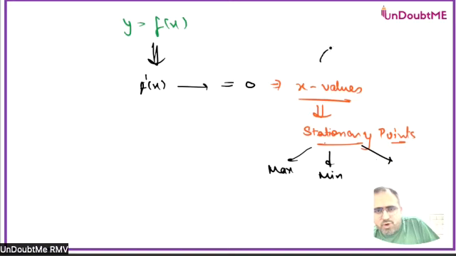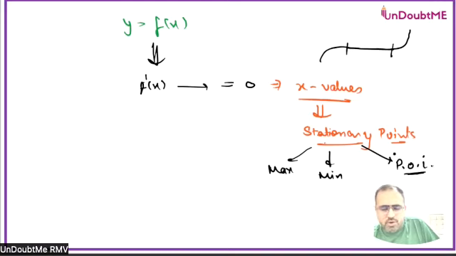There are stationary points like this in the curve which are neither maximum nor minimum, but still the function is stationary over there. So those are called points of inflection. I'm writing the short form, point of inflection. And this is where we equate f double dash. Yeah, this is where f double dash x comes into the picture.